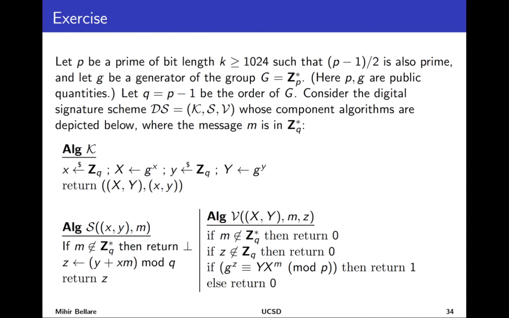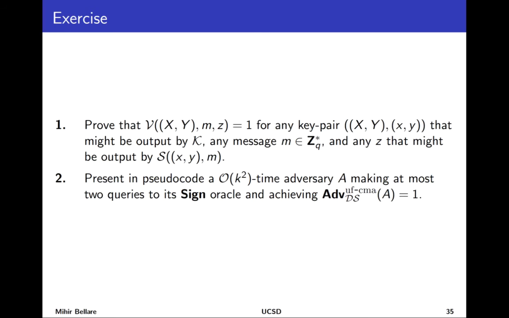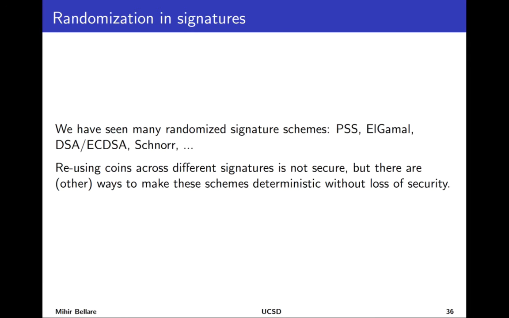Here's an exercise for discrete log-based signatures where you are given some kind of scheme, and as usual you have to try to find some adversary violating UFCMA.